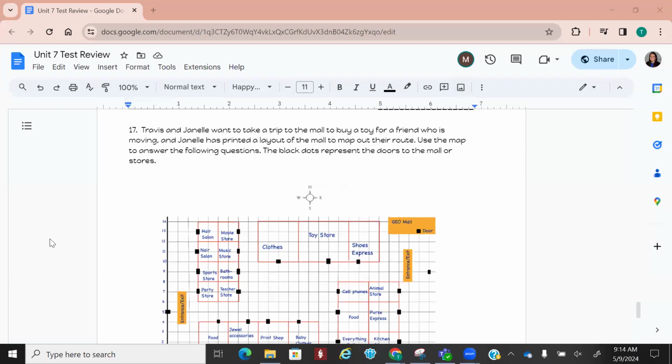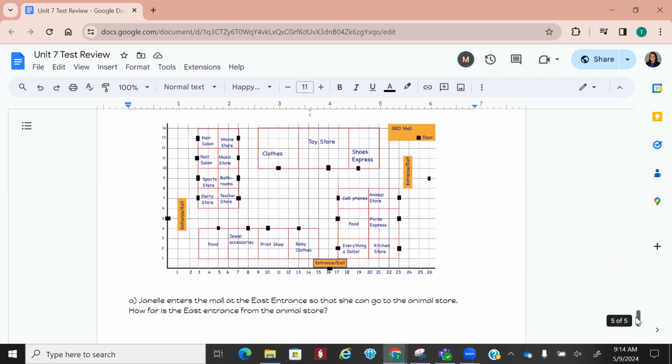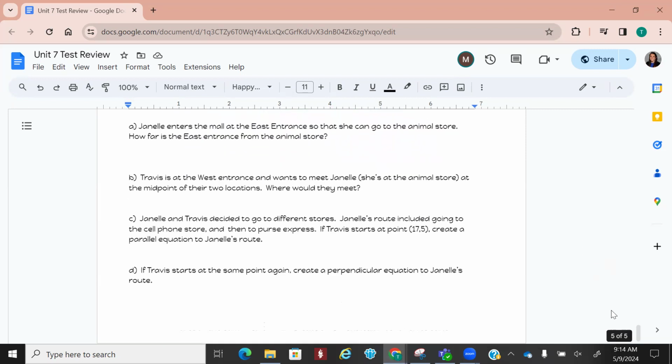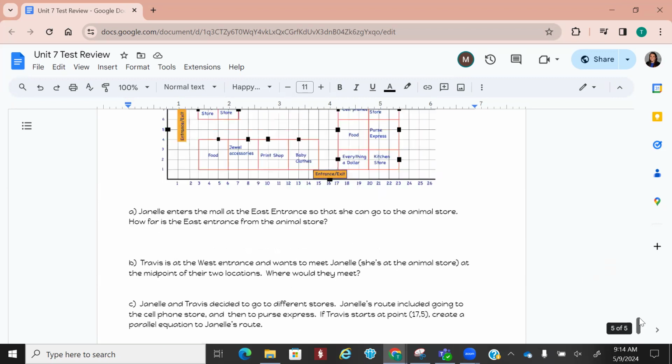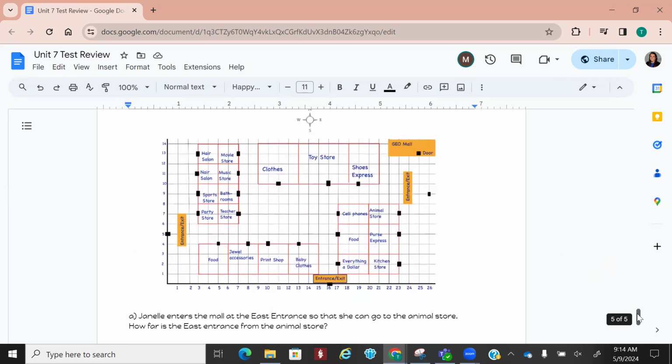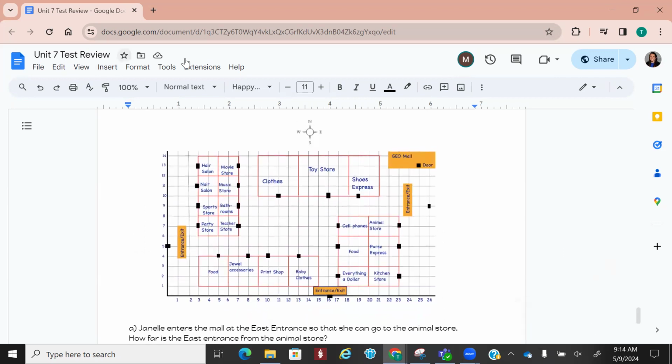17 is probably the best way to review for this test because it asks you to do literally everything. So for instance, on part A, you're doing the distance. Part B, you're doing the midpoint. C, you're writing a parallel equation. D, you're writing a perpendicular. Okay, so I want you to take a moment, see if you can answer those 4 questions.